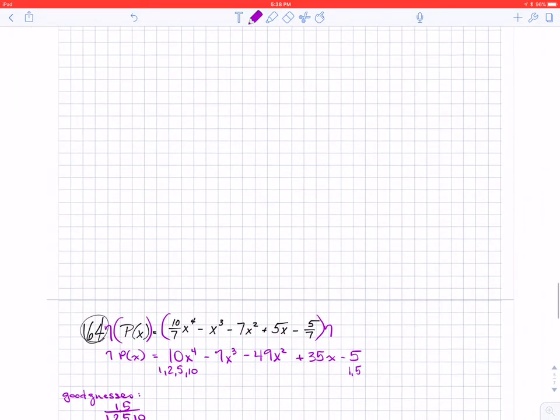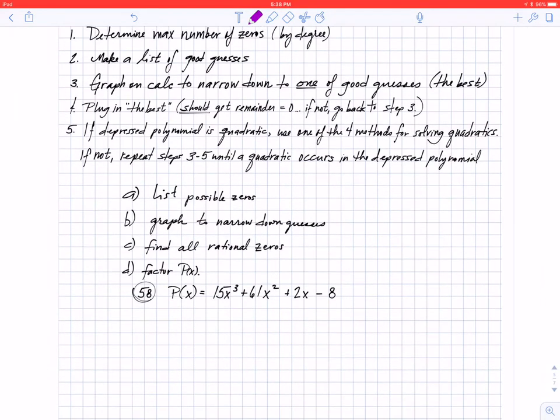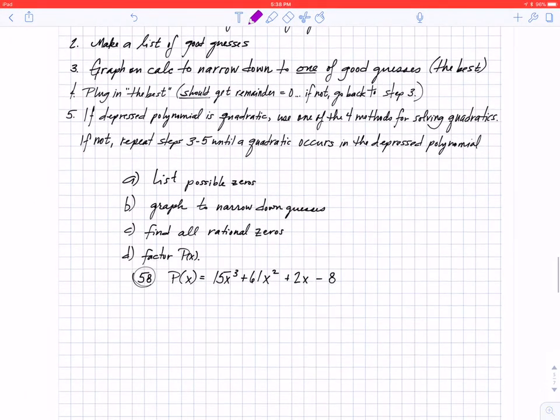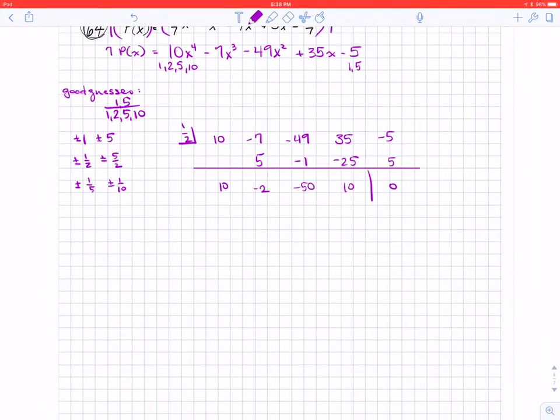Now let's go back up to our how-to list, because our how-to list said that we should plug in the best one and we should get a remainder of 0. We did. But number 5 says that if our depressed polynomial is quadratic, unfortunately it is not. So we're going to have to go back to our graph and see if there's another good guess that we can use. Remember that there were 2 zeros between 0 and 1. So let's try the other one. It has to either be 1/5 or 1/10 according to our good guess list. So we're going to try 1/5.